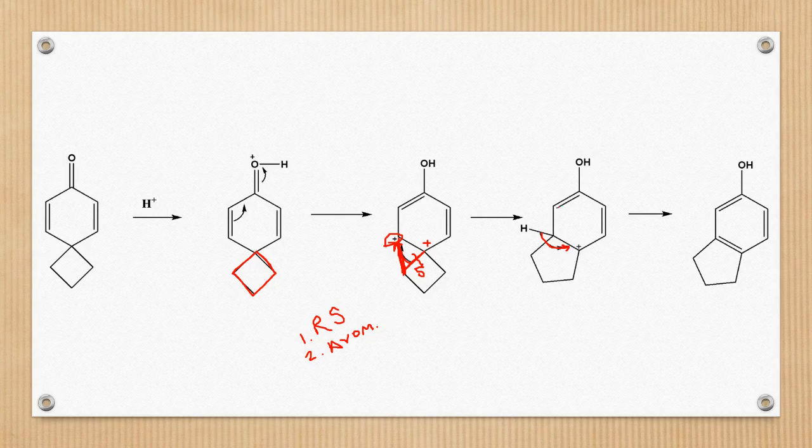So now you are getting a five membered ring which is fused with six membered ring starting from the spiro compound. So can anyone tell me the name of this rearrangement? It's a particular name for this rearrangement. Anyone knows the name?